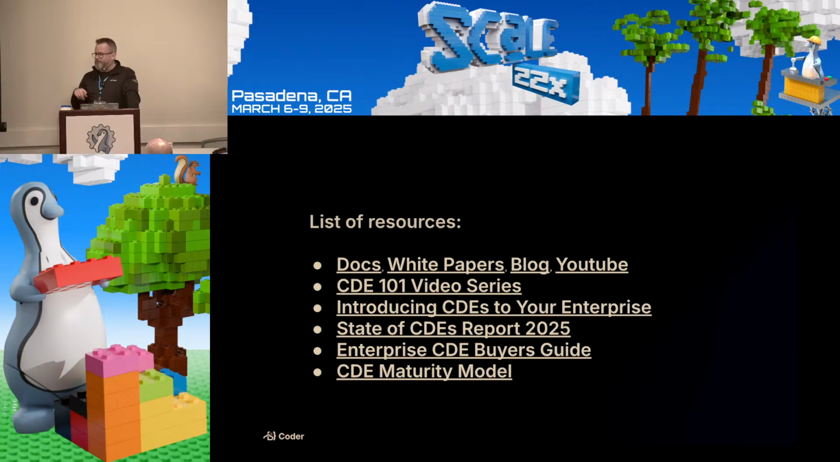I did a CDE 101 video series on YouTube. So if you want to start talking about this stuff with maybe a business manager or your C-level folks, you can have them watch that, and it's like a nice little cartoon. It describes what CDEs are and how to select a CDE and things like that. And then we have some white papers that are really handy: introducing CDEs enterprise, state of the CDE report, the enterprise CDE buyer's guide, and then finally the maturity model, which is what this talk is based on. It's about a 25 or 30 page white paper that goes into a lot more detail than I had time to go into today.